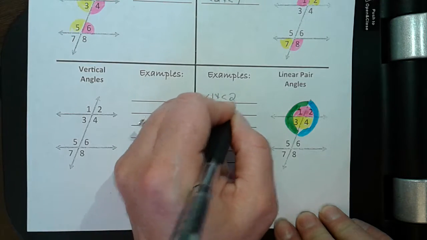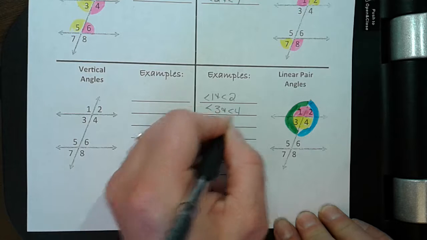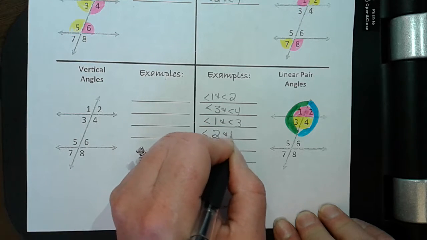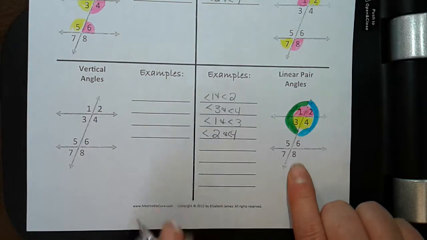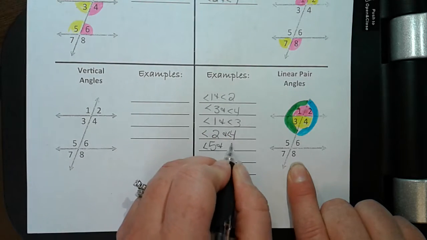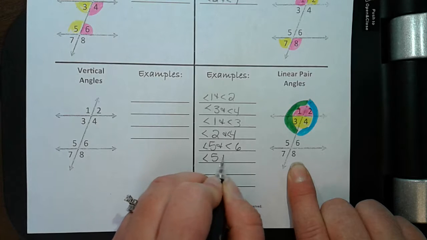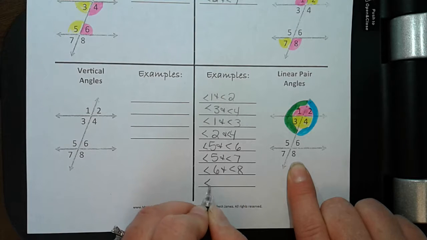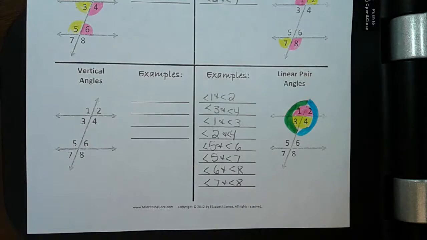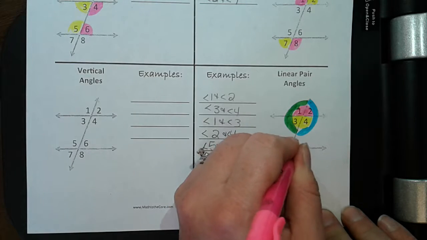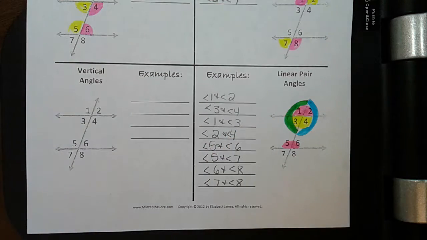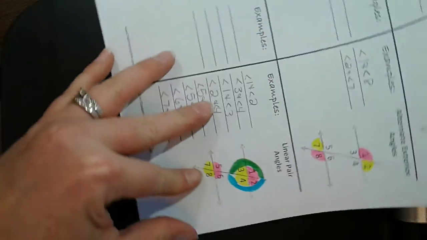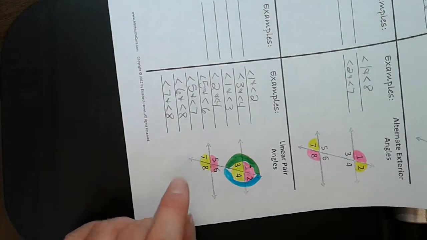Angle 1 and angle 2, angle 3 and angle 4, angle 1 and angle 3, angle 2 and angle 4. Now it would go the same down here, so angle 5 and angle 6, angle 5 and angle 7, angle 6 and angle 8, and angle 7 and angle 8. It's going to follow this same exact pattern down here. 5 and 6, 7 and 8 form a line, but then see if you turn it, you can see 7 and 5 also form a line.